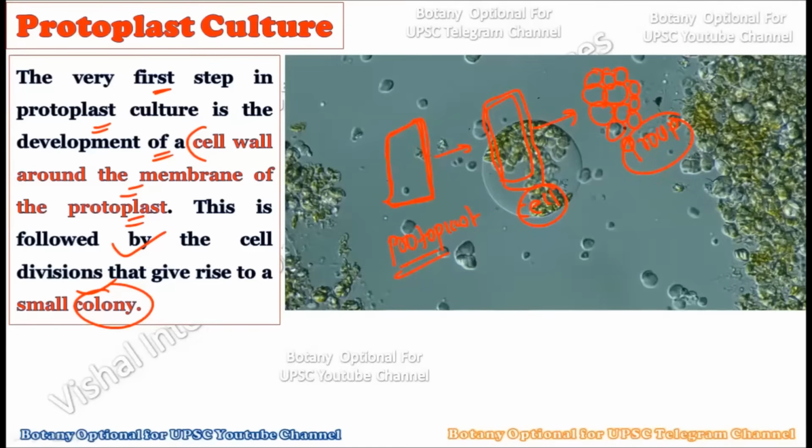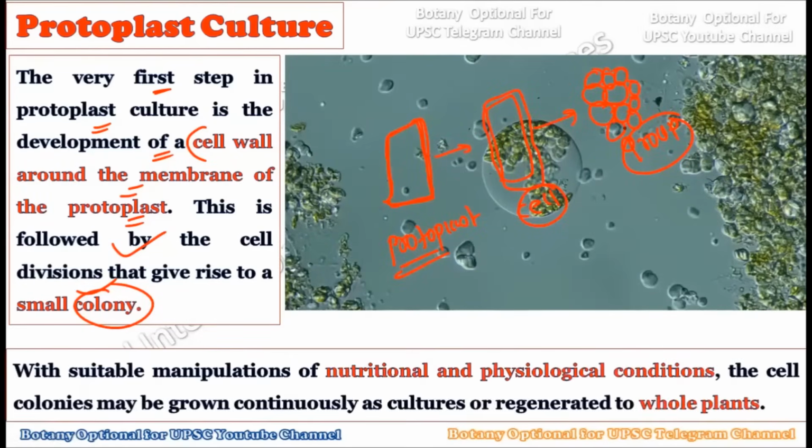We have to apply all of the other plant tissue culture techniques to convert the protoplast into the cell and the cell into the group of cells. Okay. Now see, with suitable manipulation of the nutritional and physiological conditions, these small cell colonies may be grown continuously as a culture or regenerated to whole plants. So basically, we can create mini colonies of cells by using this particular protoplast, and by using those colonies, we can subsequently also regenerate the whole new plant.